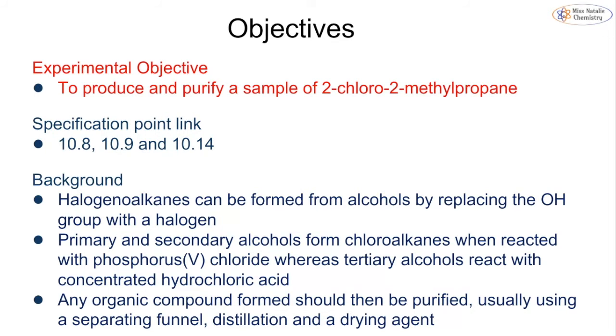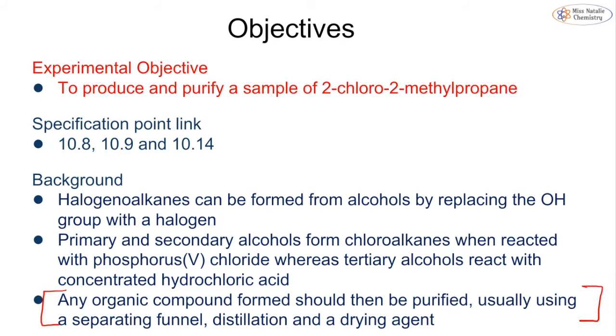Now, primary and secondary alcohols form chloroalkanes when we react them with phosphorus chloride, whereas tertiary alcohols will be reacted with concentrated hydrochloric acid. Any organic compound that we form should undergo a purification process, and you can find more information about the purification process in the alcohols video, which is available on this YouTube channel. In order to purify, we're going to use a separating funnel, distillation, and a drying agent.